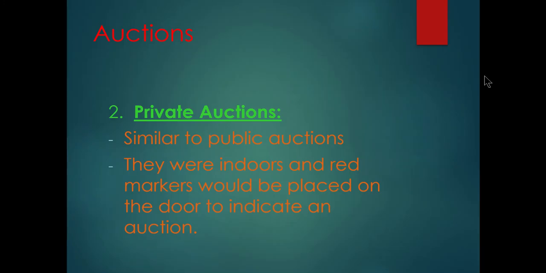All right, the second type of auction were private auctions. They were similar to public auctions, except they were indoors, and red markers would be placed on the door to indicate that an auction was going on. People would have to buy a ticket in order to get in. The public auctions were a lot of times held in the street or in the public square, and anybody could just watch. But a private auction was held indoors in some type of a building, and not everybody could participate. It was just another way for these money-hungry people to make money.